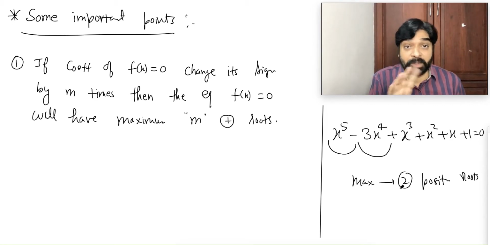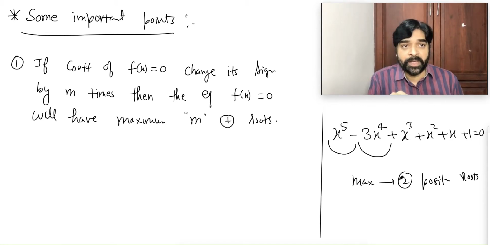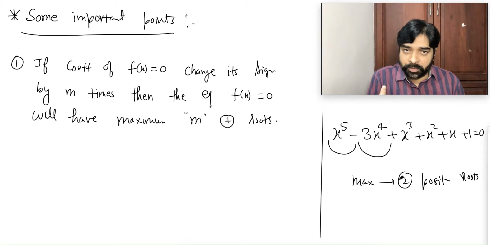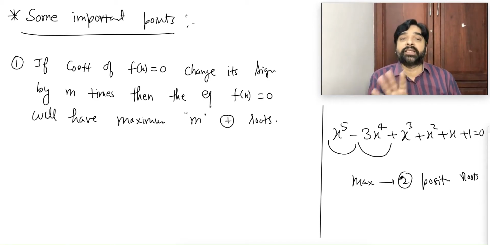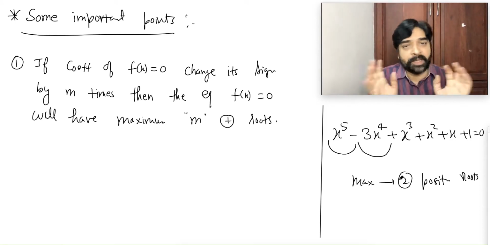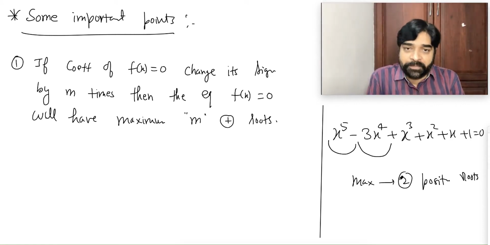Maximum, be clear. I am not saying it has 2 positive roots. Either it will have 0 positive roots or 1 positive root or 2 positive roots. It's impossible that it can have 3 positive roots. It is impossible that it can have 4 positive roots. It's impossible that it can have 5 positive roots. Because maximum roots is 5. All of you understood this point? Is it clear to everybody?